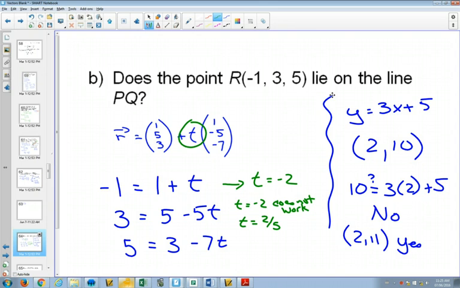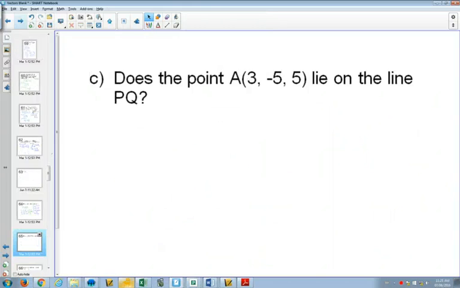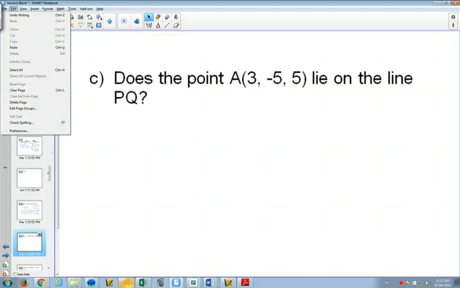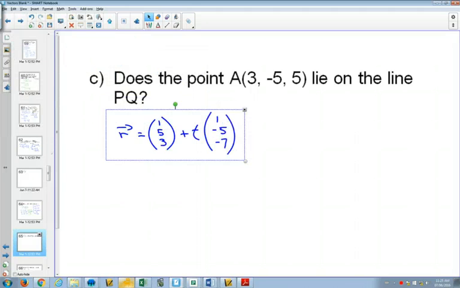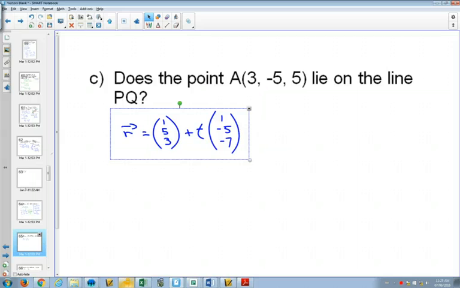And if you look at the last one, t is equal to negative 2/7. So in order for that point to be on the line, it needs to get the same t value for all three. So here's another point. Check this one.